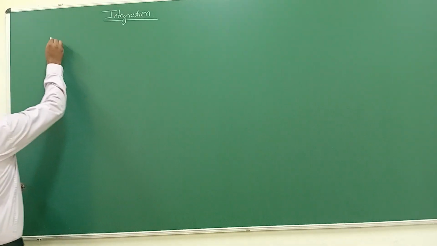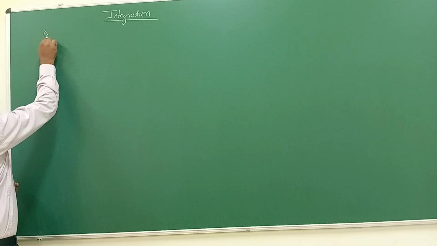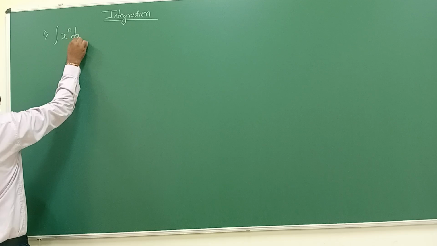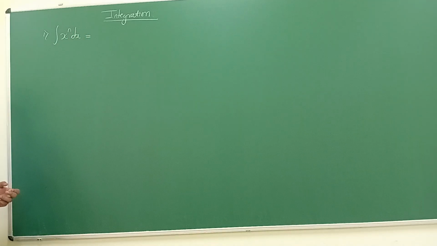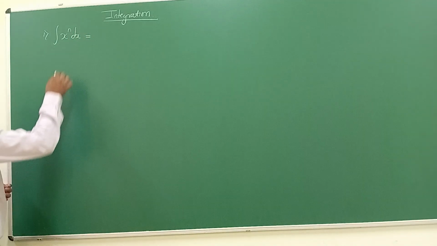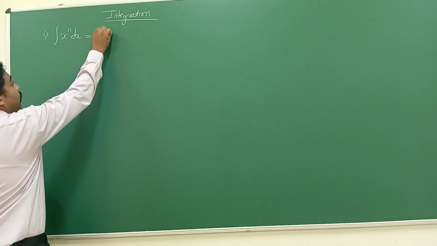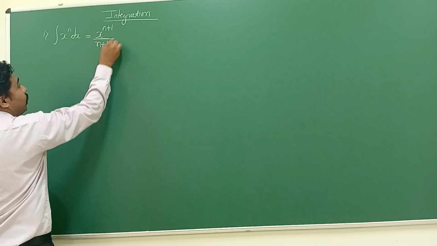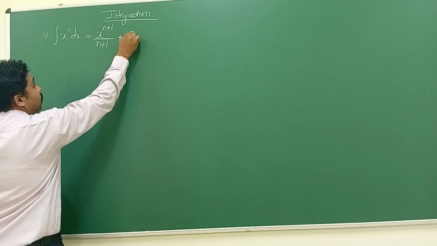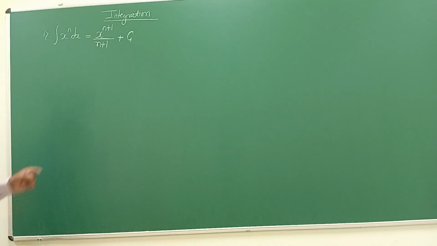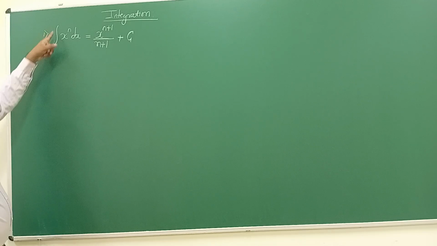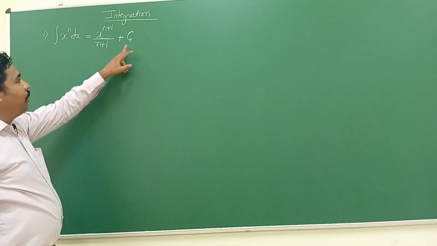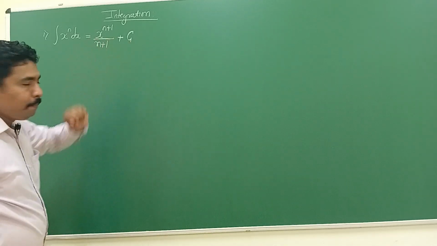The first one is how to integrate polynomial terms, that is, integration of x power n into dx. The polynomial integration is x power n plus 1 divided by n plus 1, plus some integration constant c. Here, since it is without limits, it is called an indefinite integral. For an indefinite integral, we have to write the integration constant c.